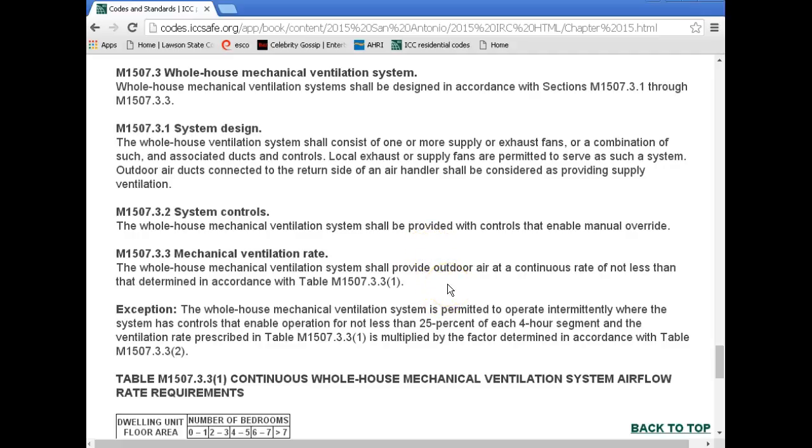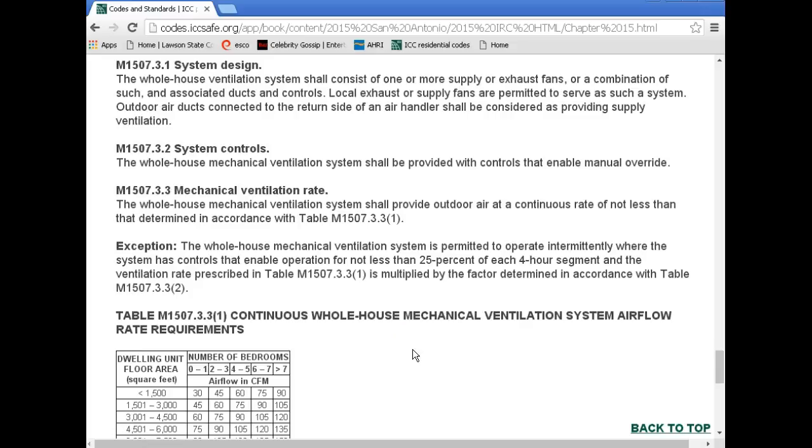Mechanical ventilation rate, 3.3. The whole house mechanical ventilation shall provide outdoor air at a continuous rate not less than determined in table 1507.3.3.1. Now there is an exception to this rate. The system is permitted to operate intermittently where the system has controls that enable operation for not less than 25% of each 4-hour segment and the ventilation rate prescribed in this table. Basically, you can use your duct system.